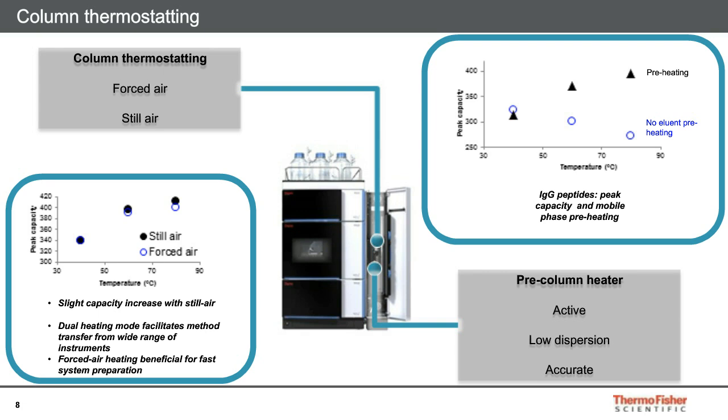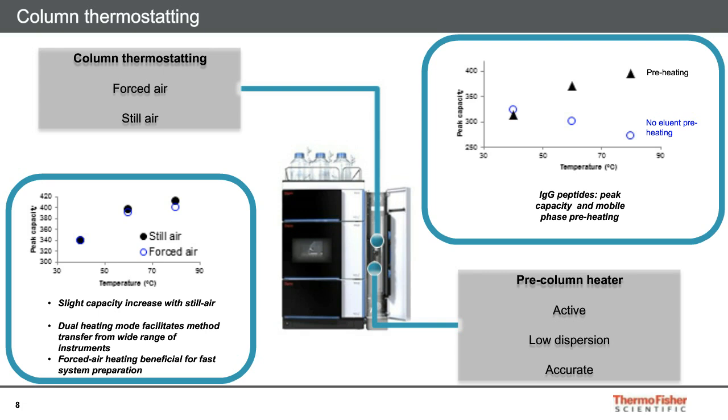For example, if you see it in the left bottom figure, you will see the comparison for peak capacity at high temperature in peptide mapping, of course, between forced air thermostating and still air thermostating. We notice that with still air we achieve slightly higher peak capacity, not so much, but just something to take into consideration.